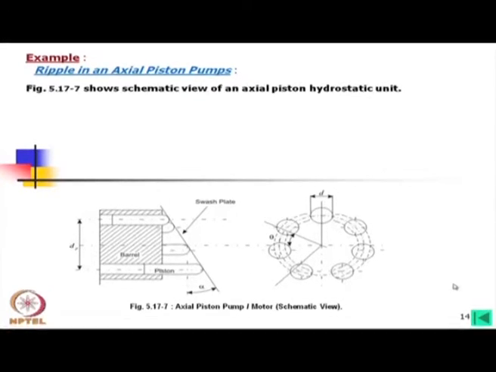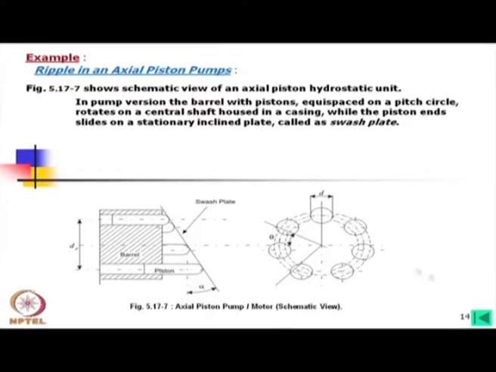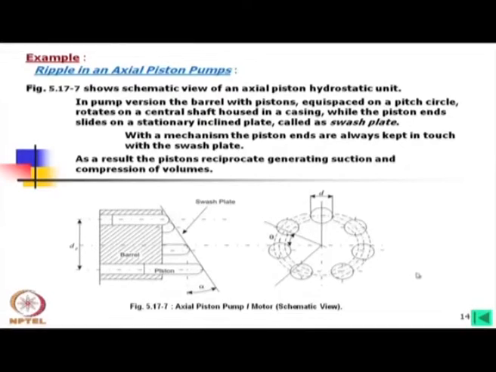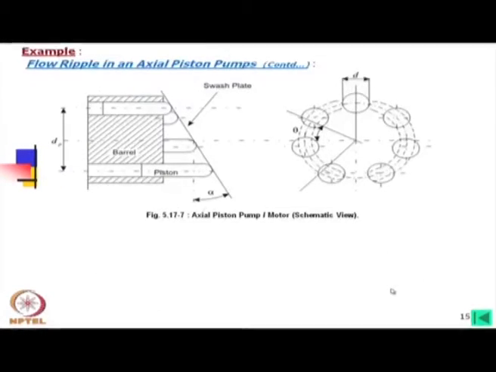Now, in the pump version, the barrel, what I have explained, is written here. It is equispaced on a pitch circle, and this is a central housing shaft through this, while the piston ends slide on a stationary inclined plate. Now, there is an arrangement so that the piston always touches this swash plate. It is written here, it will always touch the swash plate. As a result, the piston reciprocates, generating suction and compression volumes.